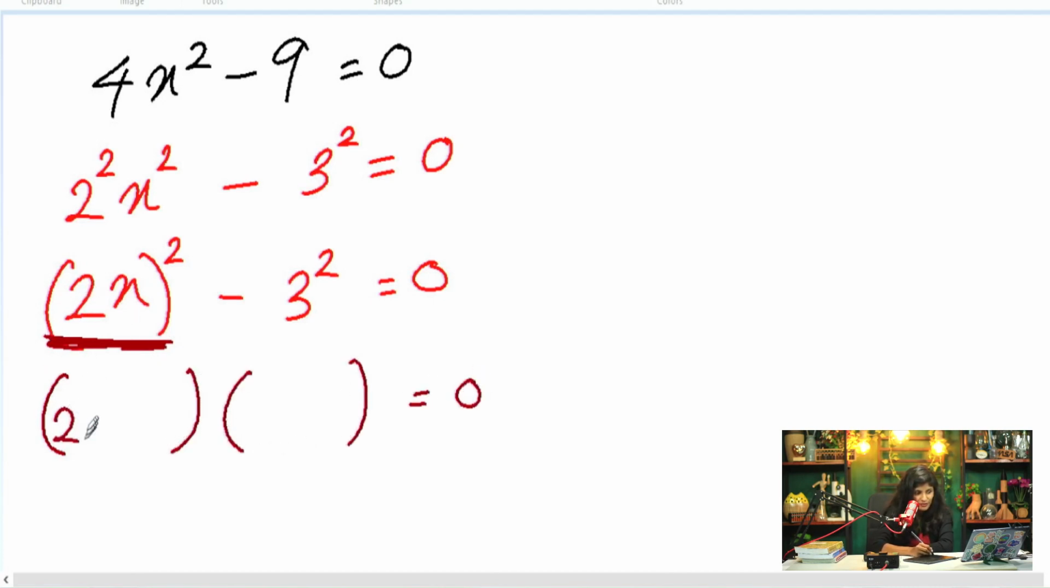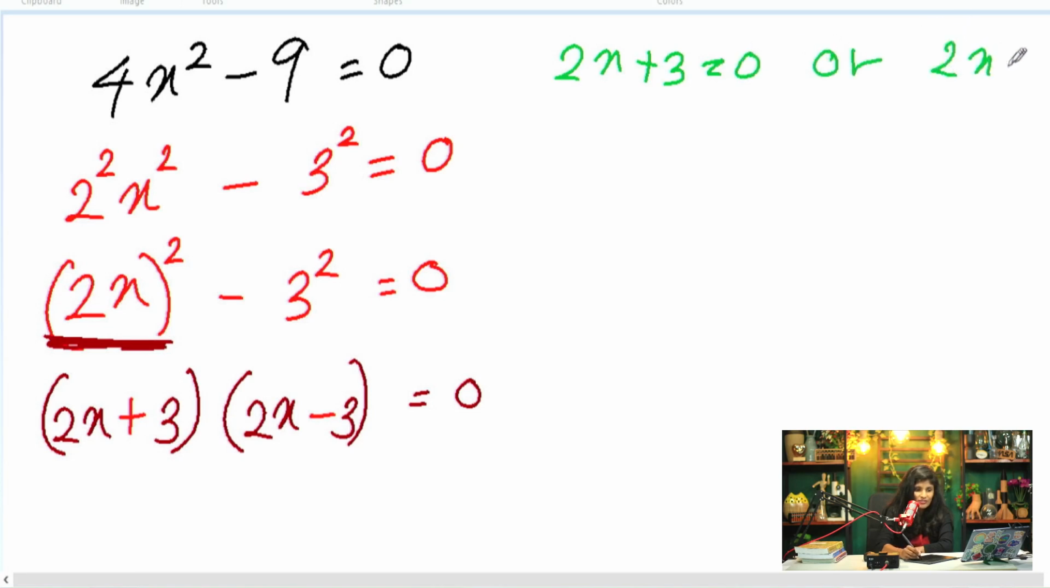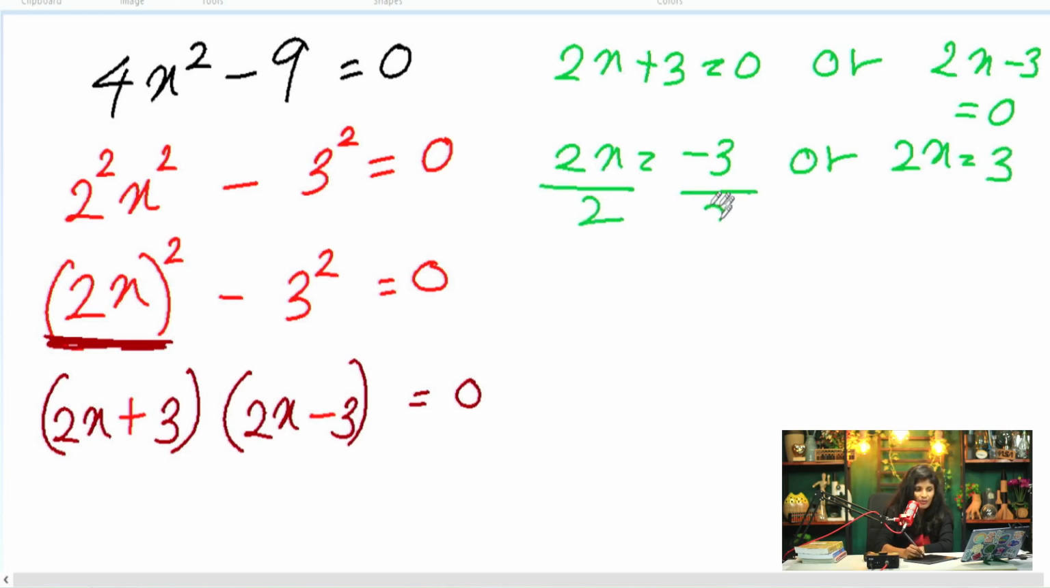The first number is 2x. I will write the first number in both brackets. The second number is 3. Now, in the middle, positive, negative. Okay, done. Now it's easy. Here, 2x plus 3 equals 0 or 2x minus 3 equals 0. I will write it down. So 2x equals negative 3 or 2x equals positive 3. Then divide both sides by 2 as we want the value of x. x equals negative 1.5 or x equals positive 1.5.